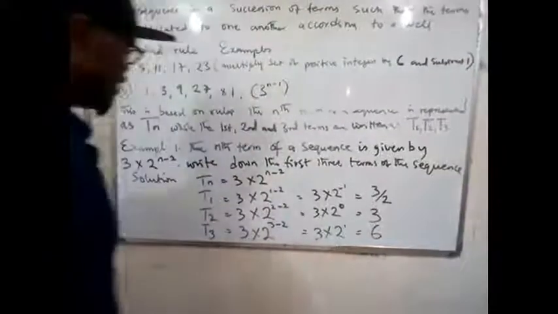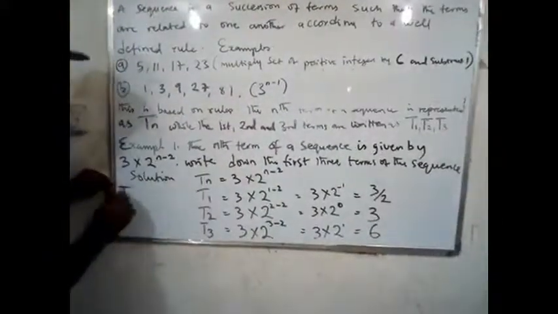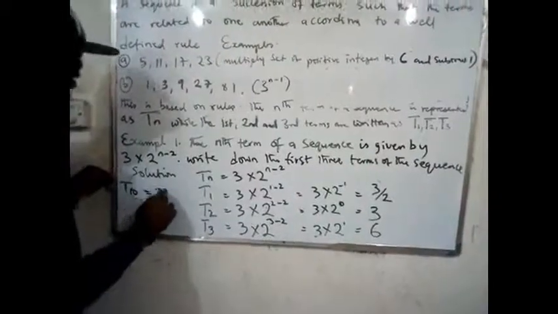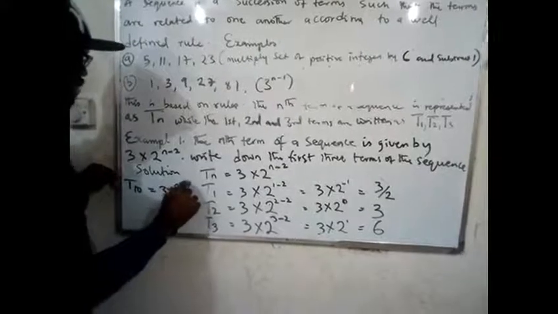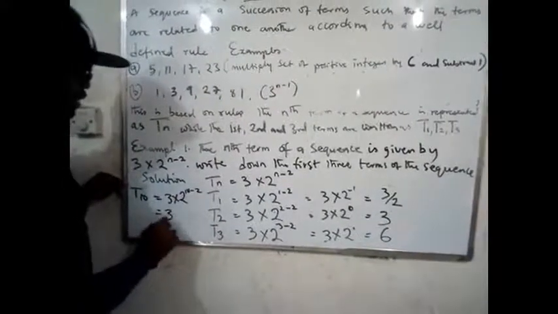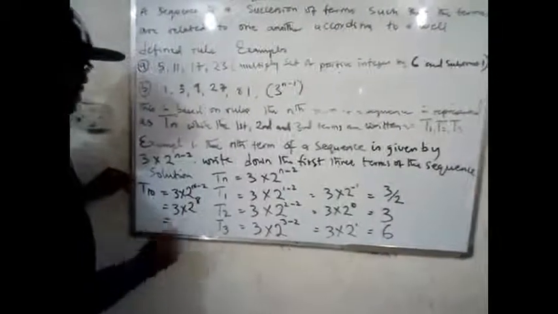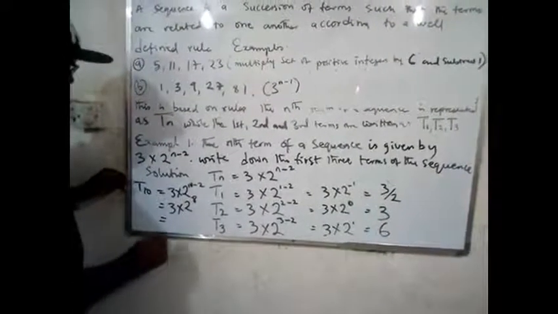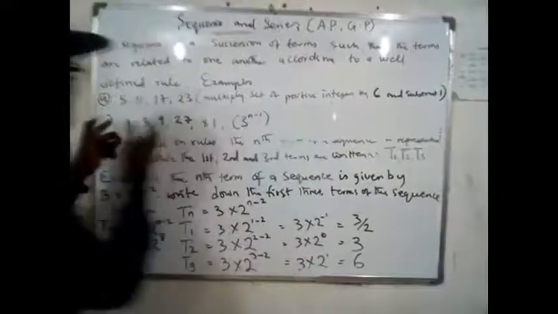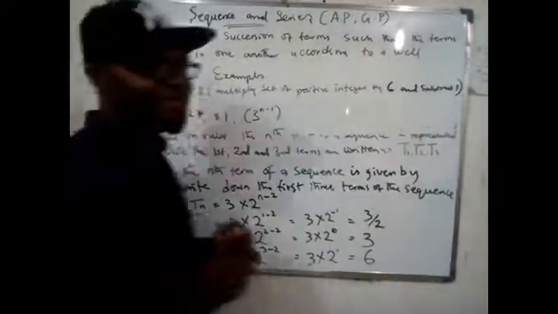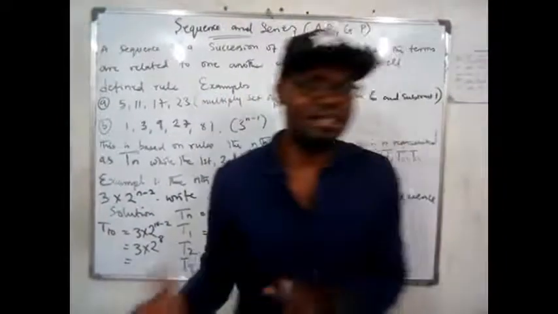You understand? Yes. So if somebody tells you to find the T10, the 10th term, it will be equal to what? 3 times 2 to the power 10 minus 2, which will give us 3 times 2 to the power 8. What did it give you? 768. So that is how you do sequence. Is that clear? So sequence always obeys a given rule.